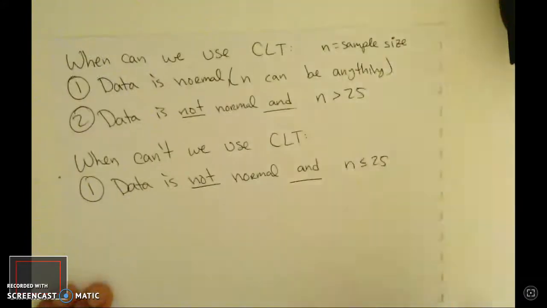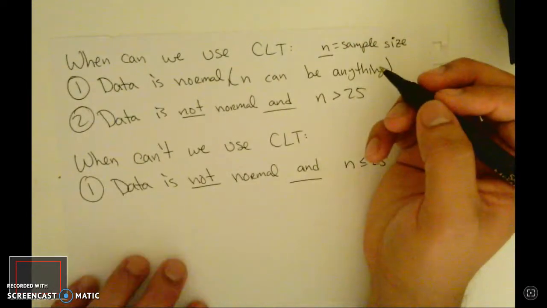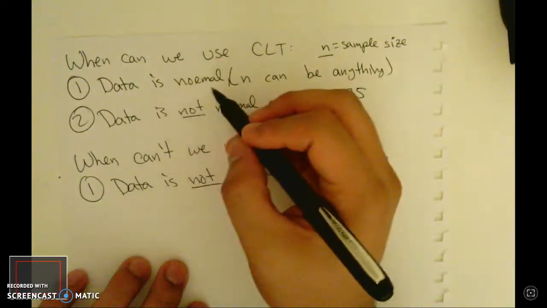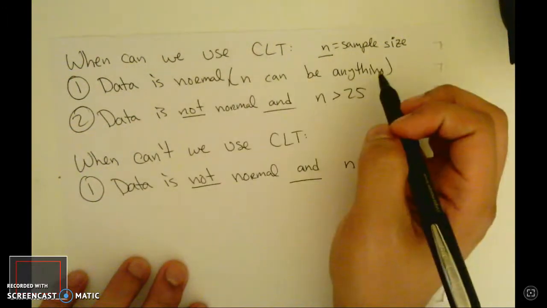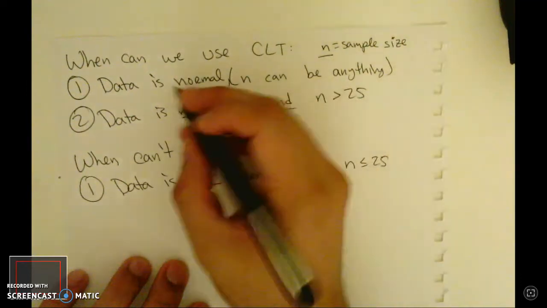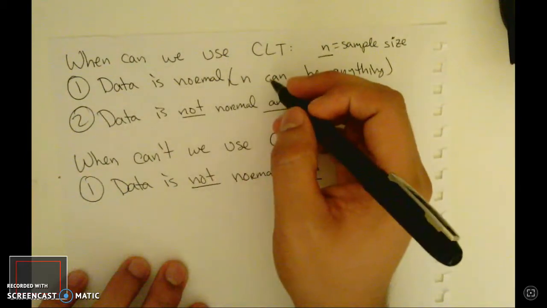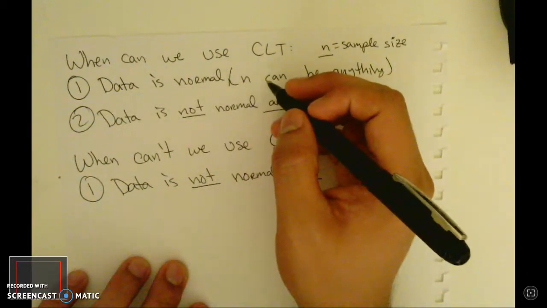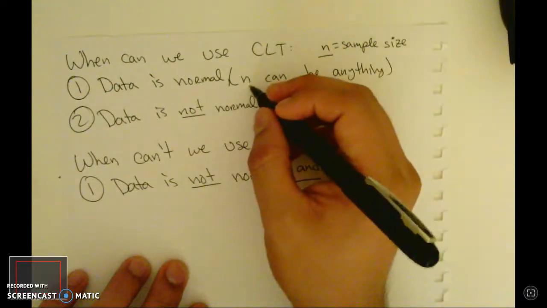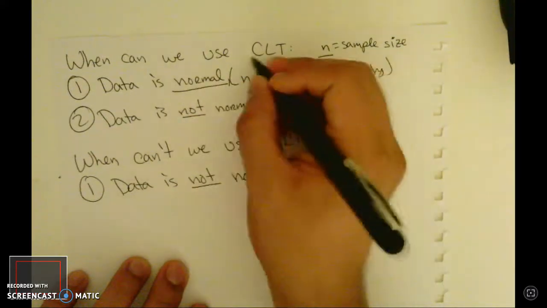So n is our sample size, how many people or objects we're going to obtain. And this is when we can use it. We can use it when the data is normal. N can be anything, because as we saw in the simulation in the previous video, whether the initial population was normal, it didn't really matter what n was, because even with n equals 5, we still got a normal distribution. So n can be whatever we want. It can be low, but as long as we know that the initial data is normal, then we're good. We can use the central limit theorem.